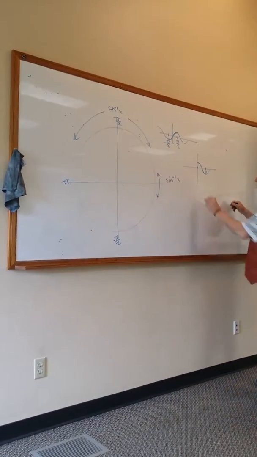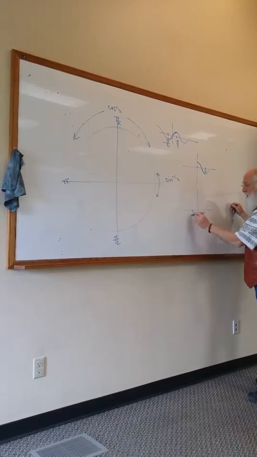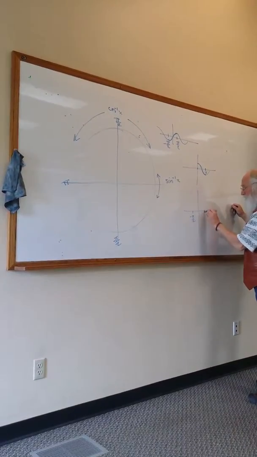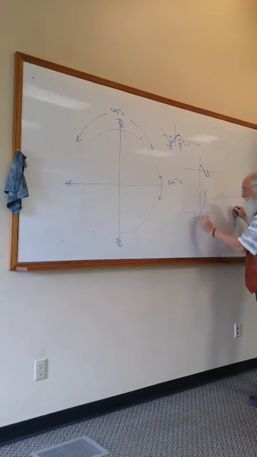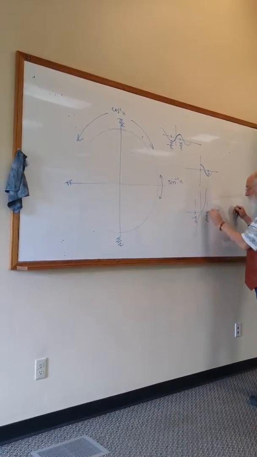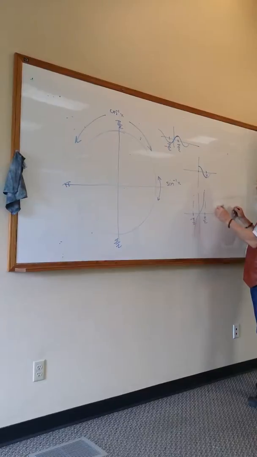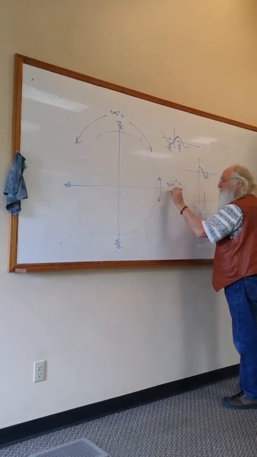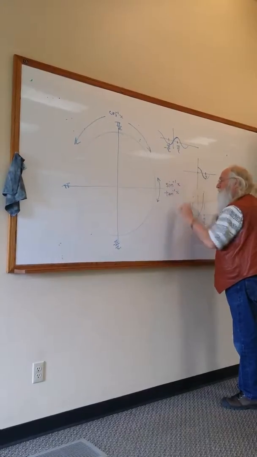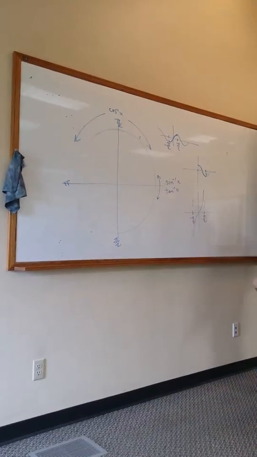How about the tangent function? The tangent function is just like the sine. The principal branch is this branch that comes like this. These are asymptotes here. So that's the principal branch. The arc tangent takes you back between minus pi over 2 and pi over 2.